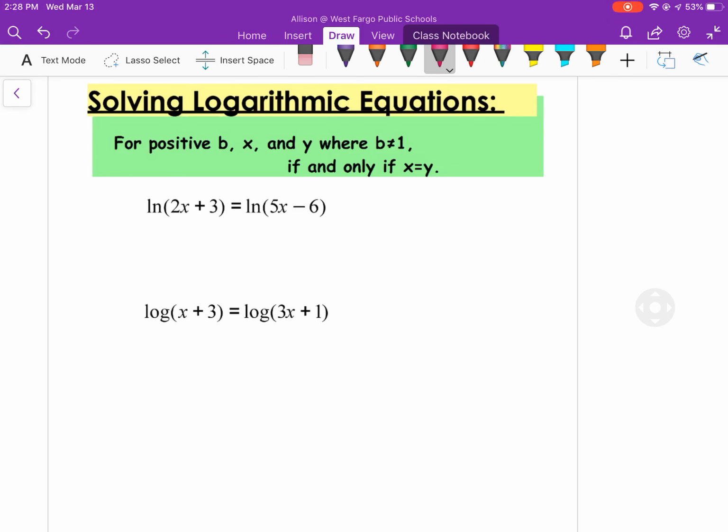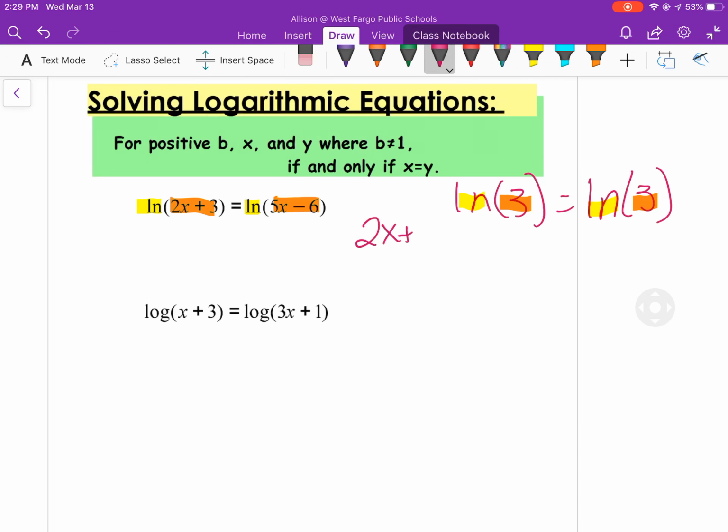It works similarly with logs. If you have the same log on both sides of an equation, then what's inside the log has to be equal. So for example, this one, I have a natural log of 2x plus 3 equals a natural log of 5x minus 6. Since they're both natural logs, because the natural log of 3 has to equal the natural log of 3, for example, if these are both the same, then these have to be the same as well, which means I can set 2x plus 3 equal to 5x minus 6 and then solve that for x.